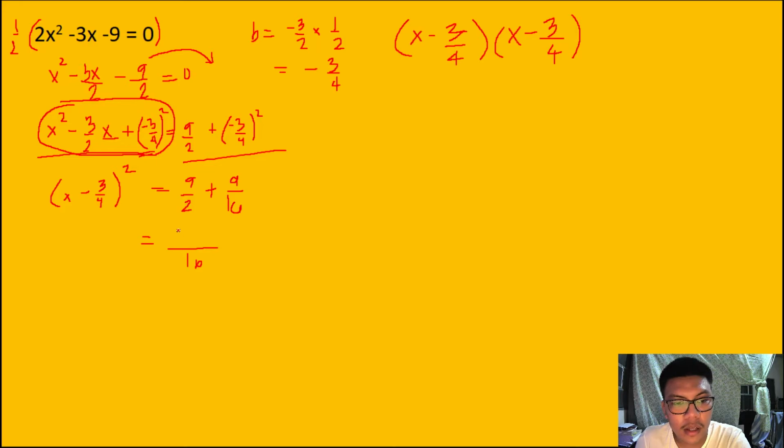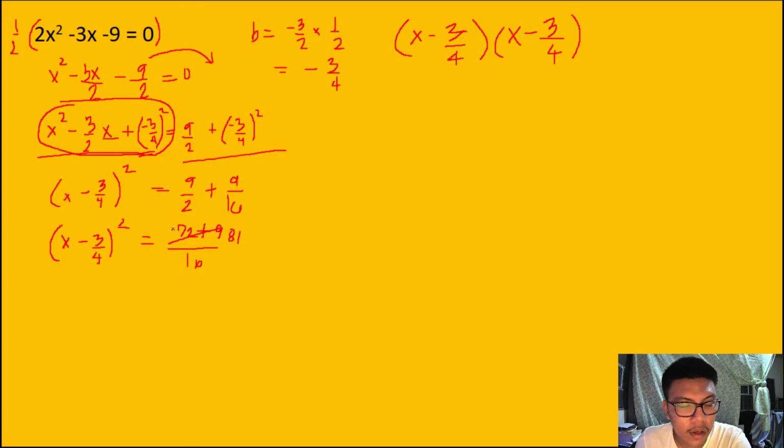8 times 9, that is 72. So, plus 16 divided by 16, that is 1. So, we have 1 times 9, 9. Then, dito, x minus 3 over 4 pa rin, quantity squared. So, this one will be equal to 81, ano?